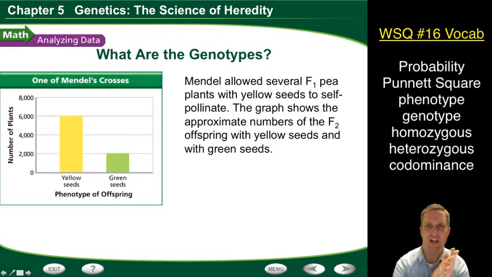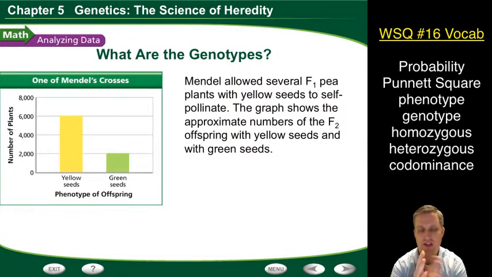Now, this is a quick little activity. You don't need to write this one down. I just wanted to walk through this one and take a look at this image. Here we have one of Mendel's crosses. He's looking at the number of plants and the phenotype of their offspring. You'll notice through these crosses, he allowed several F1 or second generation pea plants with yellow seeds to self-pollinate. The graph shows the approximate number of the offspring with yellow seeds and with green seeds.